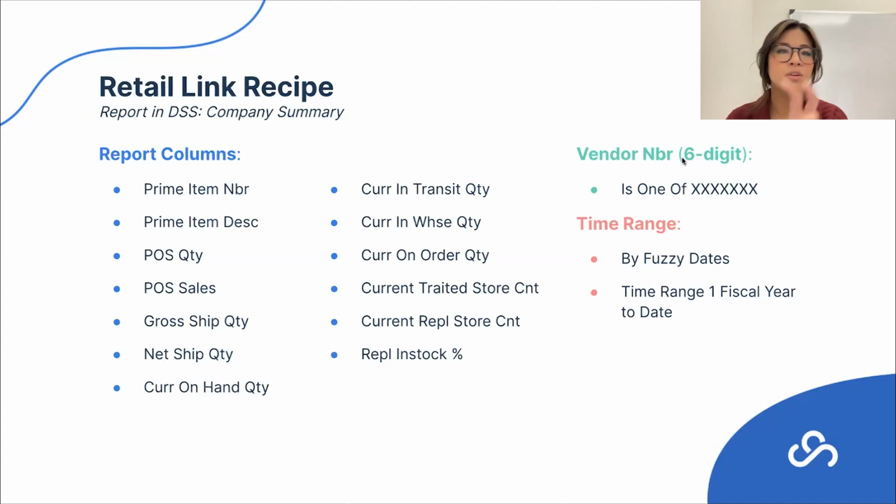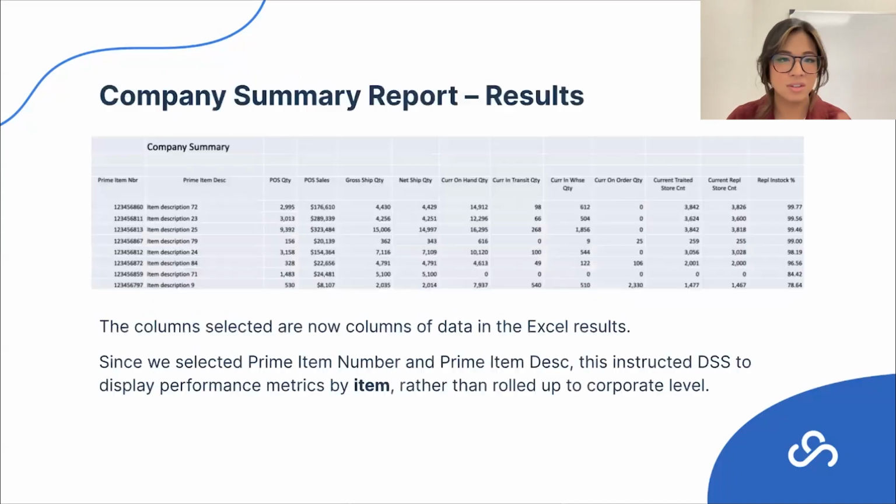So vendor number, you guys know when you sign with Walmart, you get a specific 6-digit vendor number. If that's all you're trying to pull back, then definitely you can utilize that and basically put in your 6-digit vendor number. And then your time range, you can choose. For this example, we did fiscal year to date. That's a really common way of looking at data. But again, you guys can do the same thing by last week, last 4 weeks, whatever it is to your heart's content.